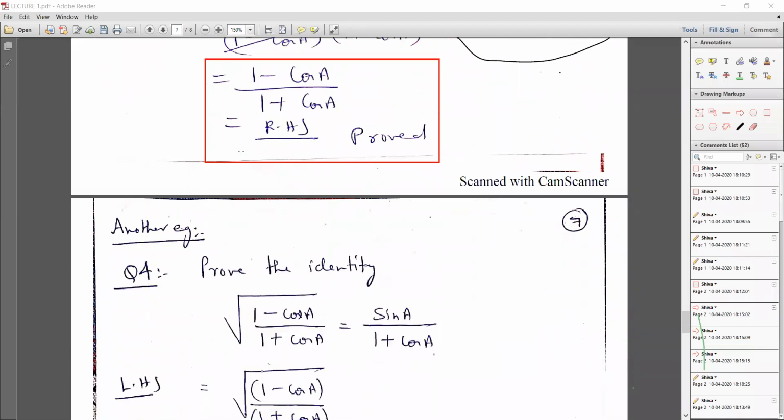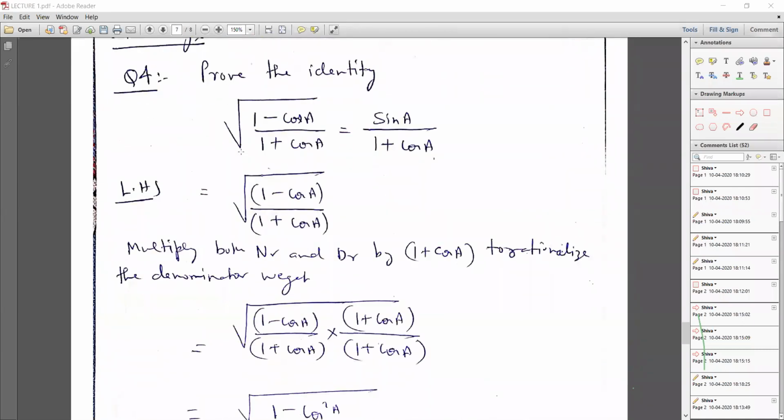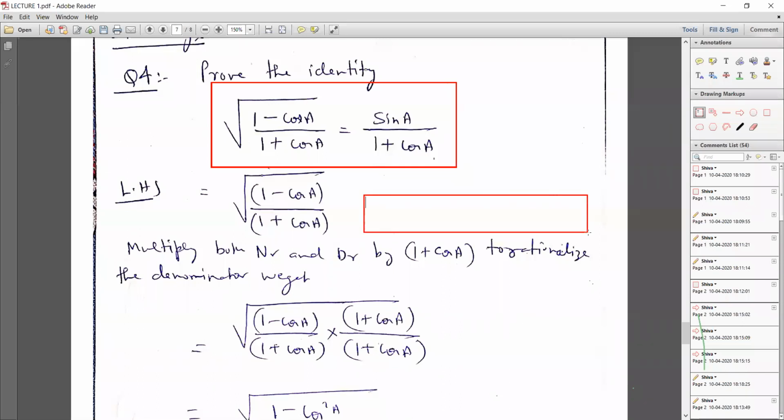That's good, great. Now, let us start with question 4. Prove the identity: under root 1 minus cos A upon 1 plus cos A is equal to sin A upon 1 plus cos A. These type of sums are generally asked in the board exams also. So, in these type of sums, in 90% sums, you have to multiply both numerator and denominator just to rationalize the denominator.